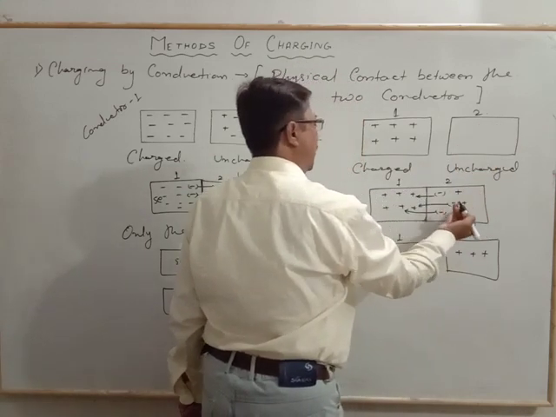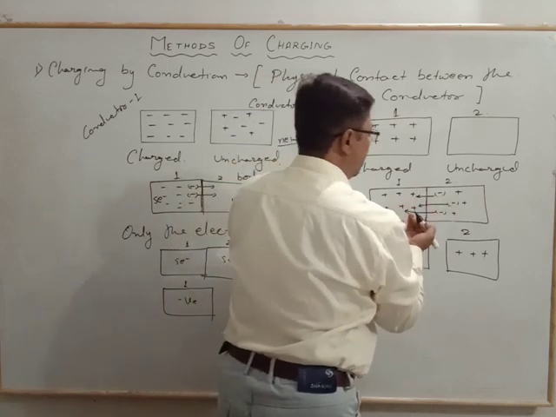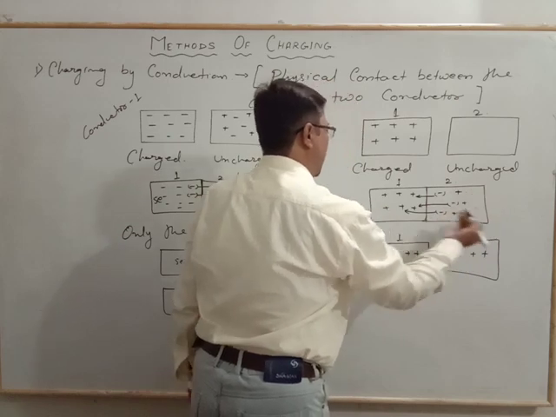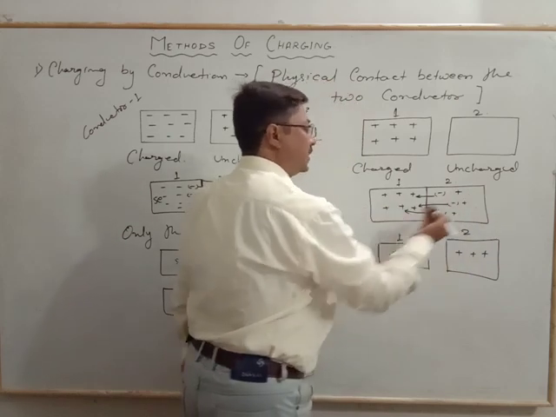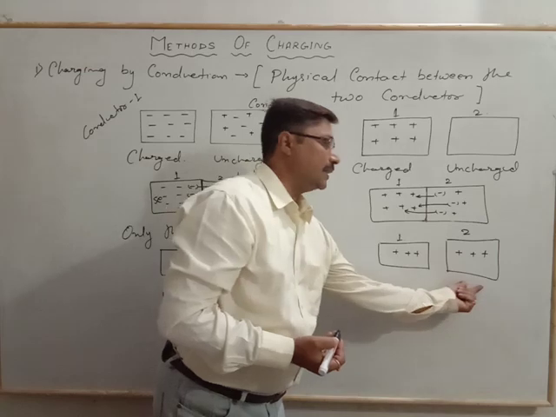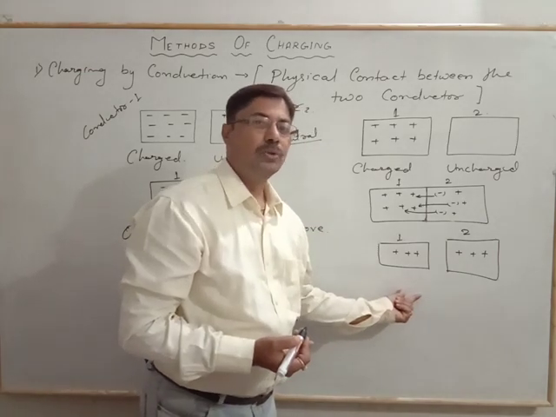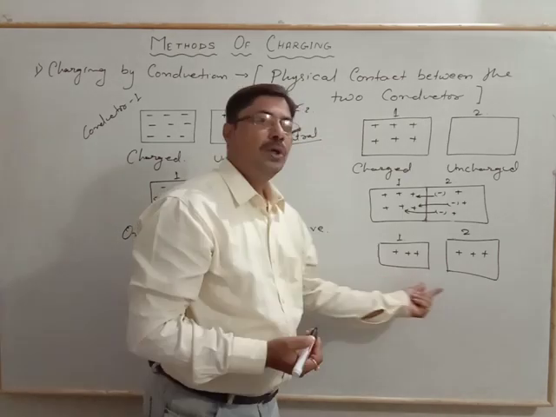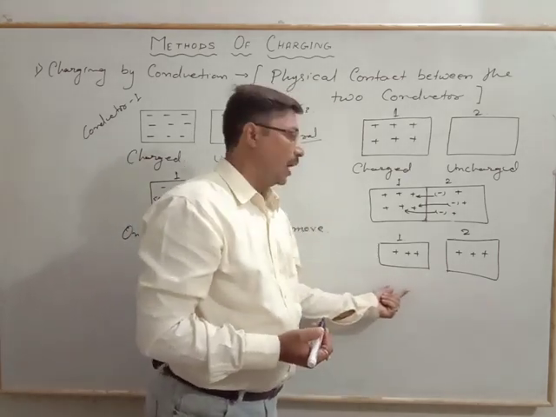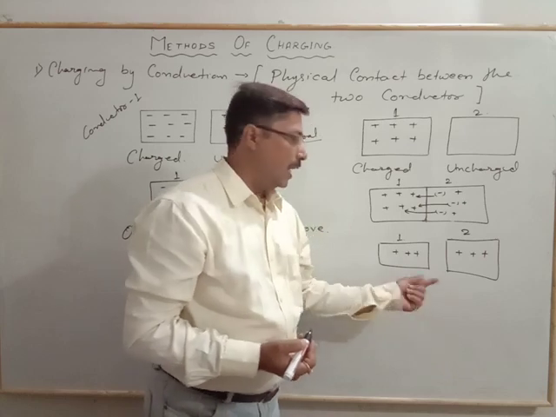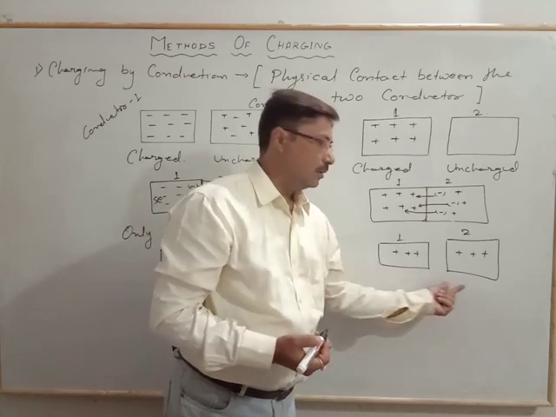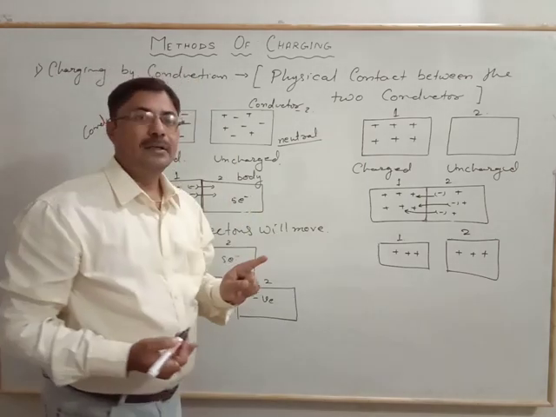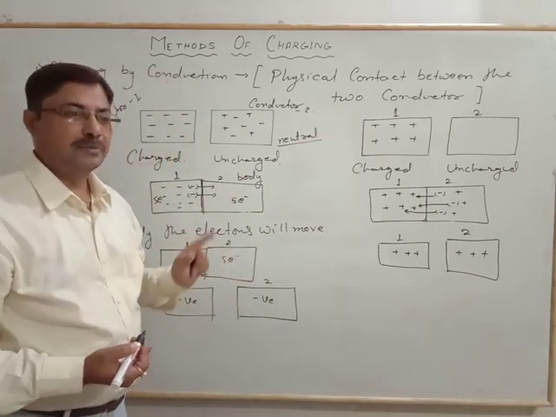So a few of the electrons will neutralize the positive, and whenever both have the same nature of charge, there is repulsion, and the motion stops. If we separate them, we get two conductors having the same charge of the same nature. That is the way we do charging by conduction. I think all of you can understand charging by conduction.